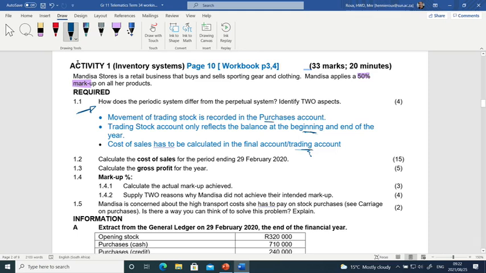What they expect from us, we have to calculate the cost of sales, we have to calculate the gross profit, and then they ask us questions on the markup percentage, and then they ask us a question on Mandisa, the owner, who is concerned about the high transport costs. So the first one, calculate the cost of sales.